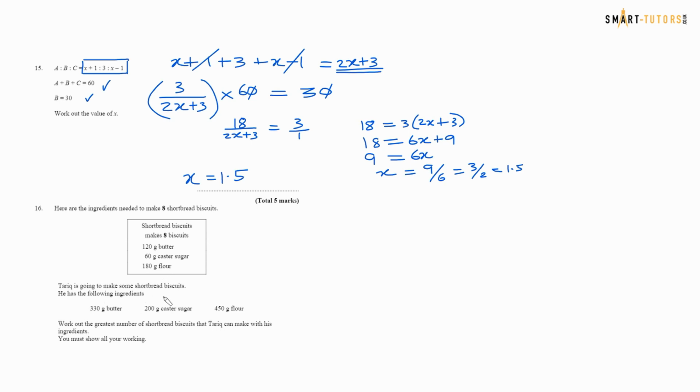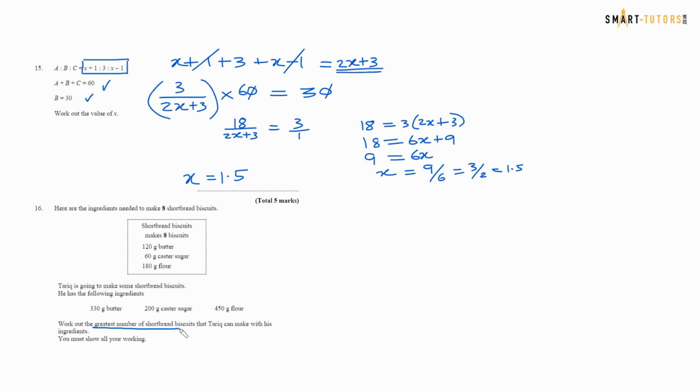Tarek is going to make some shortbread, and he has the following ingredients: 330 gram butter, caster sugar 200, and 450 gram flour. Work out the greatest number of shortbread biscuits Tarek can make with his ingredients. You must show all your working.